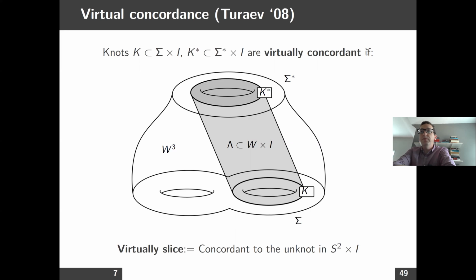Okay, so you can also define this for the topological category, and there are some known results about that, but for the moment we'll just be talking about the smooth category. What does virtually slice mean? Any knot in the 3-sphere can be considered as a knot in the thickened 2-sphere, S2 times I. So we'll say that something is virtually slice if it is concordant to the usual unknot, considered as a knot in the thickened 2-sphere.